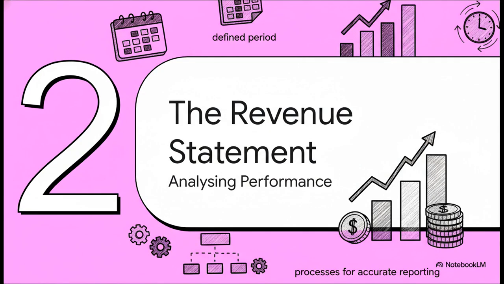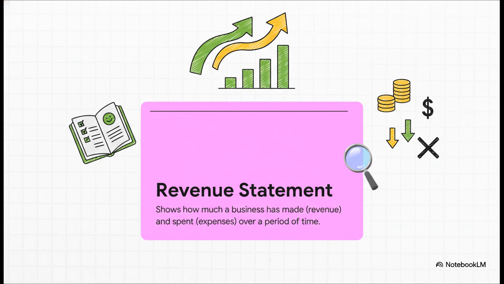We will now turn to Section 2, the Revenue Statement. The purpose of this statement is to detail an organization's financial performance over a specified accounting period. According to the source material, the function of the revenue statement is to clearly show whether a business has generated a net income or a net loss during the reporting period.